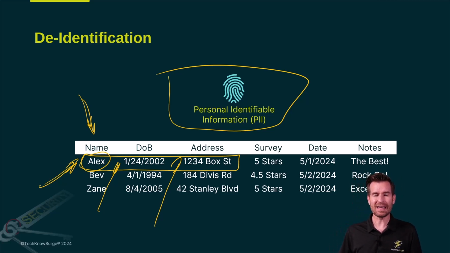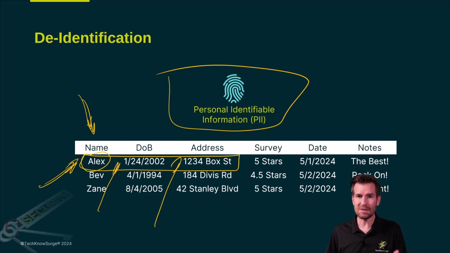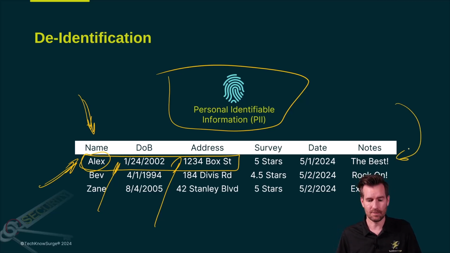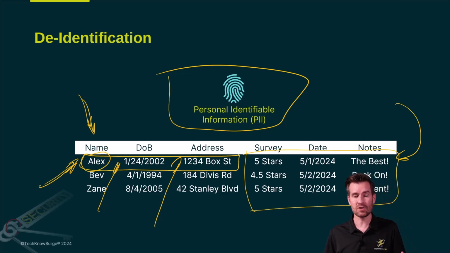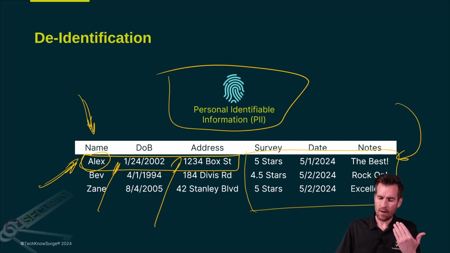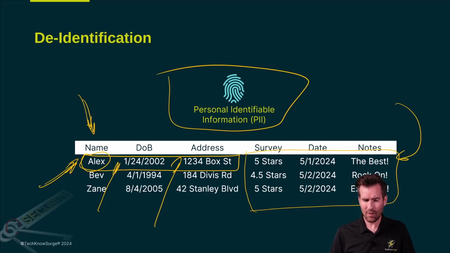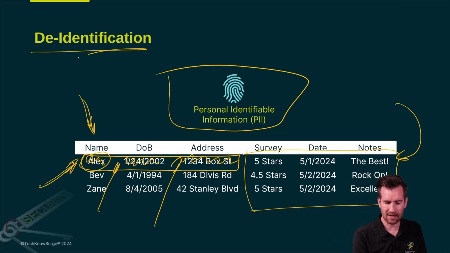Now, when the information for PII is no longer needed, we should be getting rid of it. The problem is it could be grouped with other information. For instance, this could be some sort of survey that we sent out, and we want to keep the information about when it was sent out, some notes about it, and the number of stars. We want to keep this information; we don't want to get rid of it. So what we can do is de-identify this record, which means that we hide the data that's going to identify a person out of this record. And that's what de-identification is.